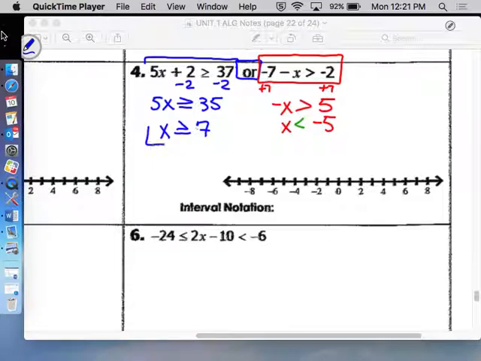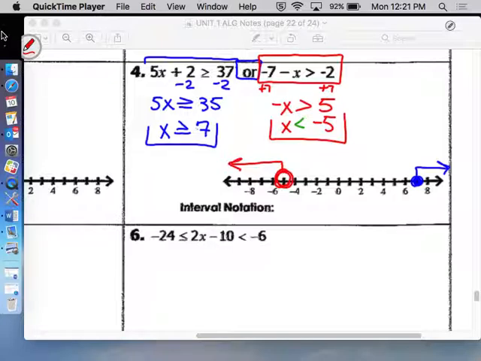I'll graph x is greater than or equal to positive 7. So I put the solid circle. X is greater than or equal to means I want all of the numbers that are greater than 7, including 7. And then to graph this piece, x is less than negative 5. So negative 5 gets the open circle. And I would graph in the direction of negative infinity because I'm looking for all of the numbers that are less than negative 5, but not including negative 5.